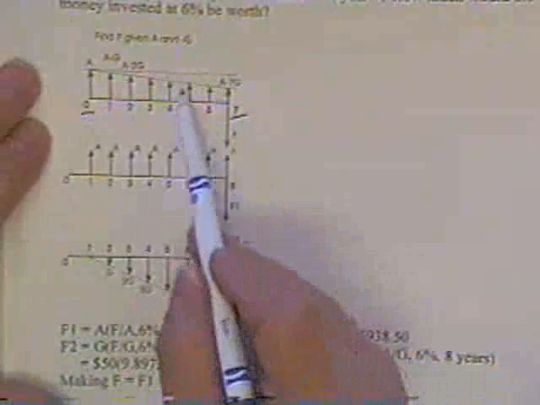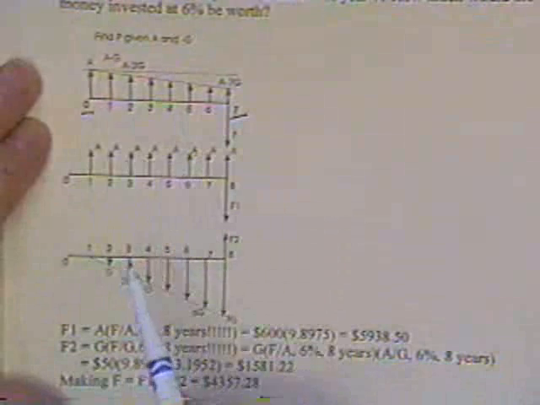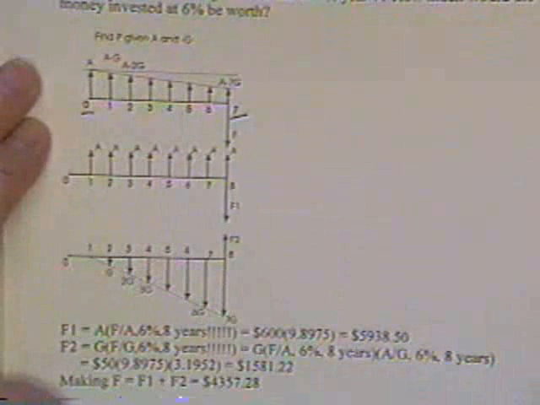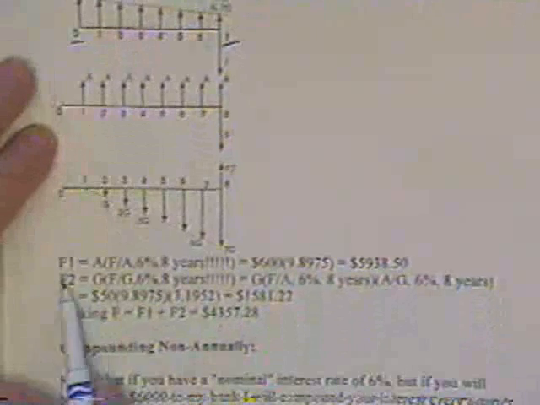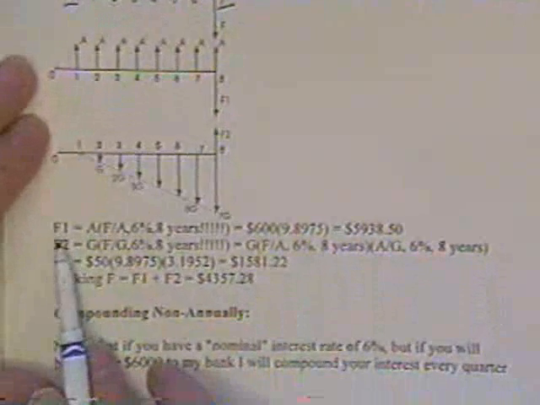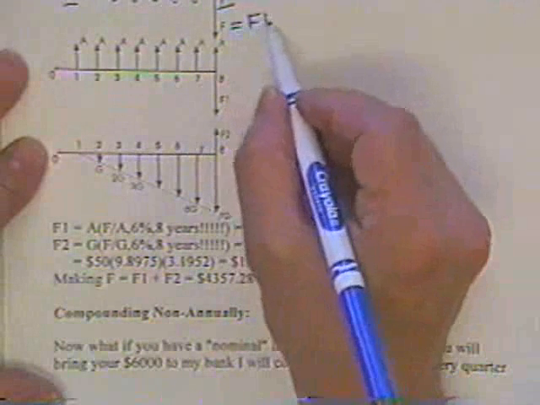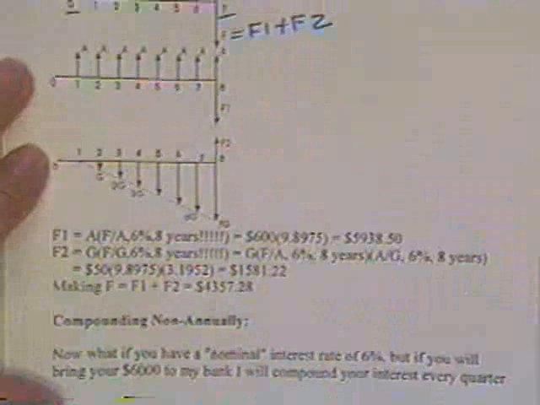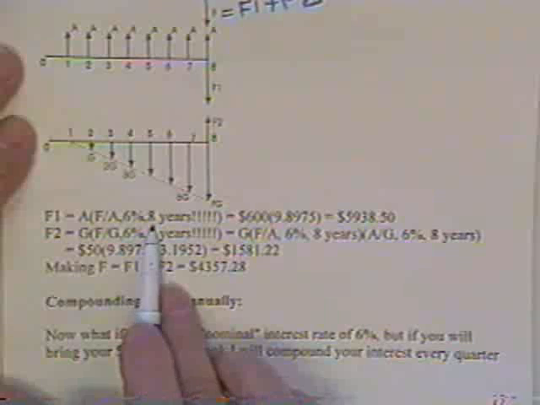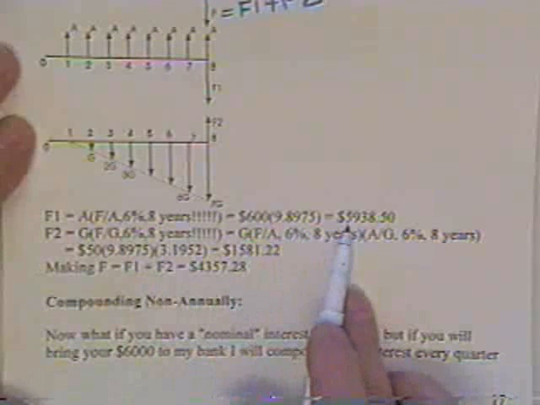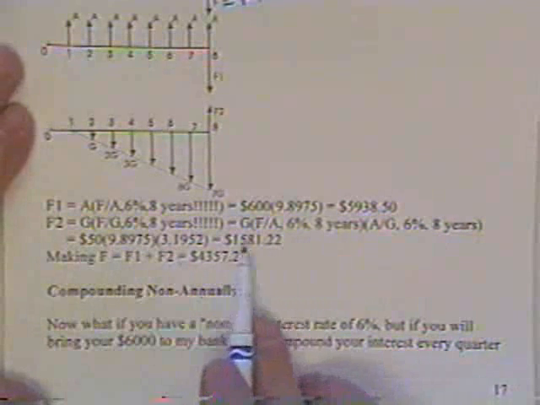What we're doing is this piece right here, this reduction, we pretend we're putting money into the bank there, and we're taking money out of the bank here to make up for the fact that these cash flows go down with respect to time. Therefore, the future value F is equal to F1 plus F2. The first part is the annuity part. Note the 8 years. Get the factor, $5,900. The second part is a gradient, 8 years.